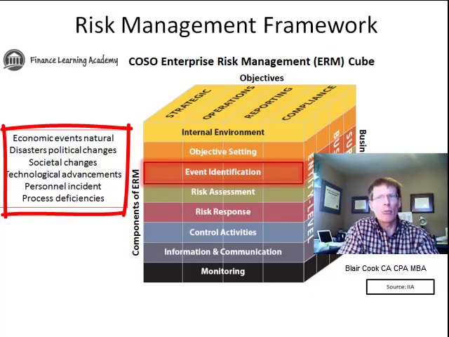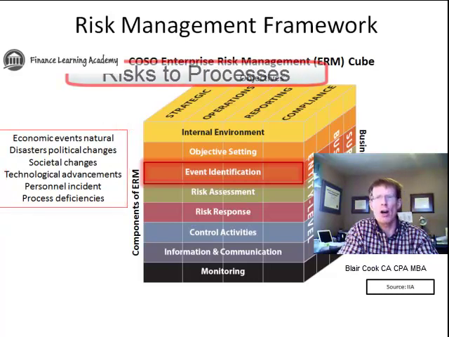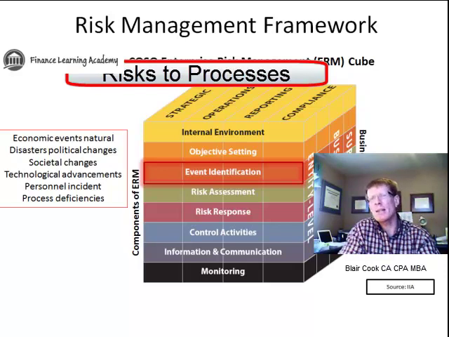You need to look at the risk events broadly, taking into consideration each of the categories of our objectives: the strategic, the operations, reporting, and compliance. The tendency is to focus in on risks to processes. Those are the risks that might inhibit the company's ability to operate as intended. For example, if you lose your computer system or your office is burned down.